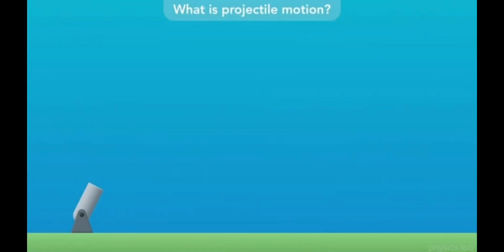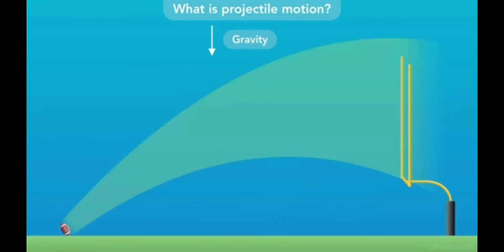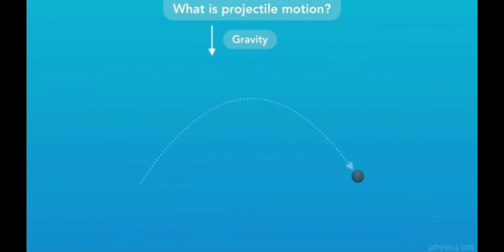Projectile motion happens when an object is thrown into the air and moves along a curved path under the influence of gravity. It's made up of two types of motion, horizontal motion and vertical motion. Projectile motion is everywhere: in sports like basketball, in throwing a ball, or even when water is sprayed from a fountain. And yes, it even happens in playing Jackstone.